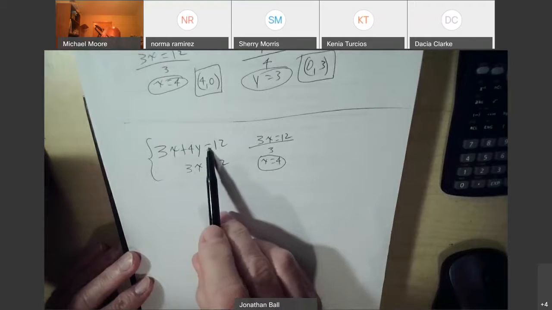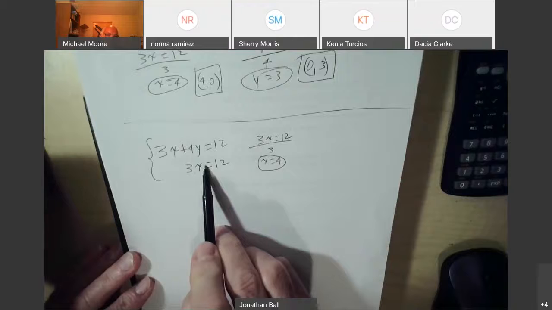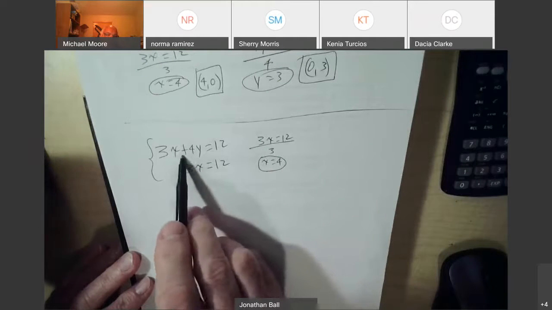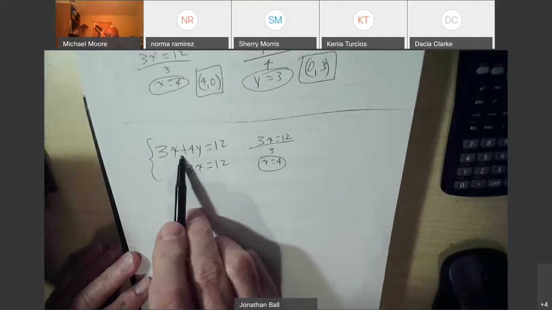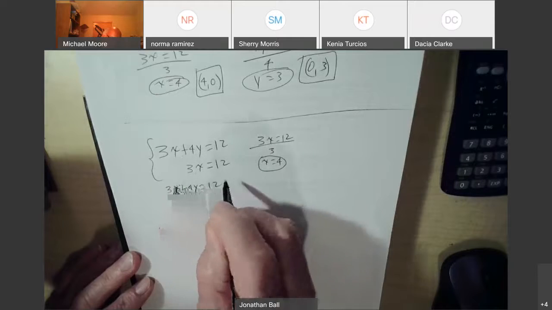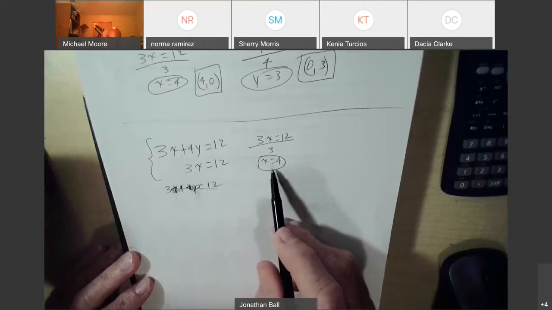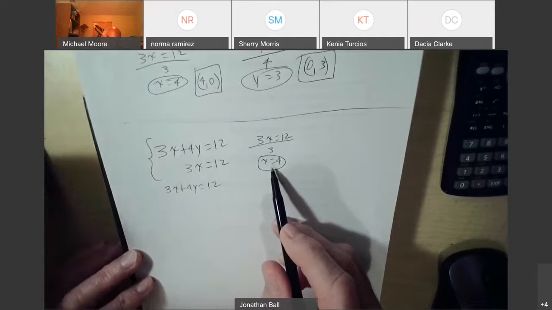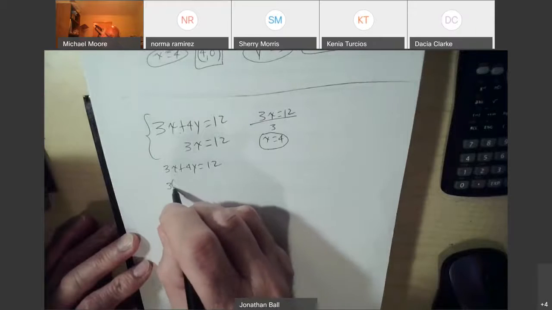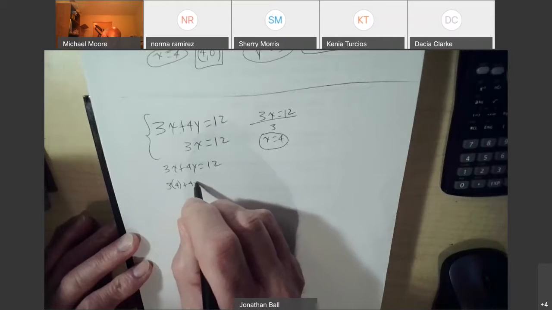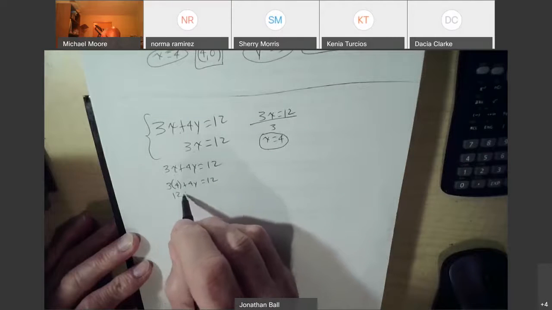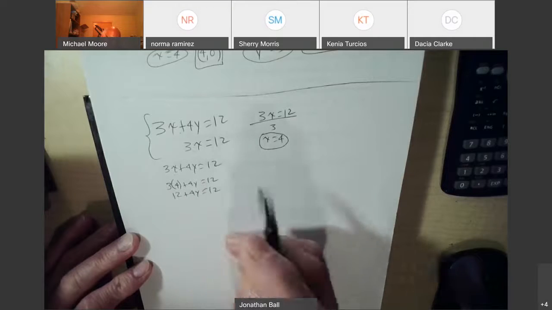Now we can plug it into the other equation, not back into this one, because all you'll get is 12 equals 12, and that doesn't help us any. Now we want to find the value of y. So we take 3x plus 4y equals 12, but instead of x, we substitute, ergo the name substitution, the 4 in for x. So we have 3 times 4 plus 4y equals 12. 3 times 4 is 12, plus 4y equals 12.